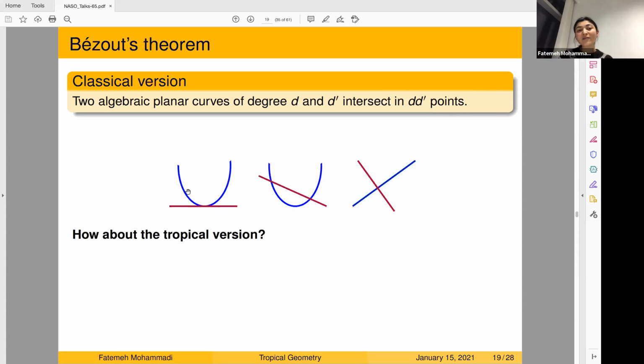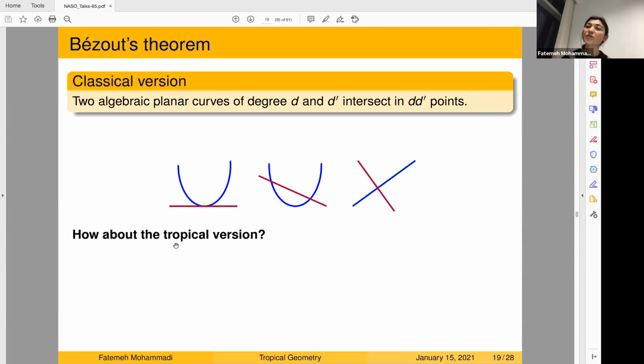And of course you could have this degree 2 curve and a line which is touching it. Here you see just 1 point, but actually you can count it with multiplicity 2. So these things are known in algebraic geometry: you count the number of intersection points as 2 because of these specific examples.